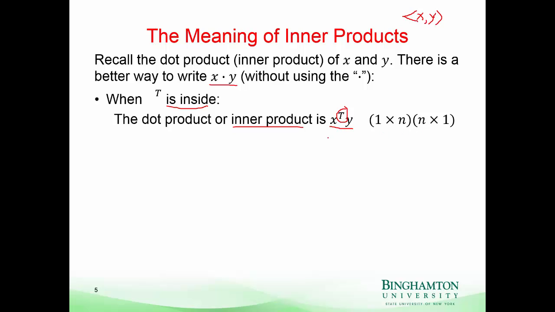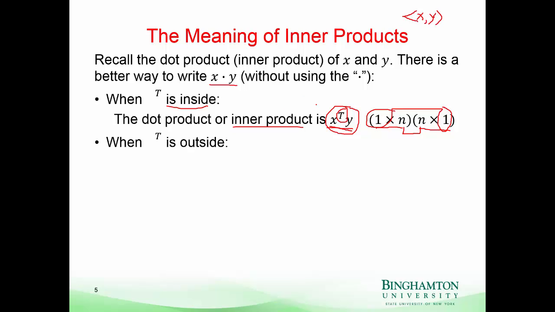So X and Y are both n-dimensional vectors, so X transpose is going to be 1 by n, whereas Y is n by 1. So the inside dimensions match, so we can do this multiplication, and the outside dimensions give us 1 by 1, so this thing ends up giving us a 1 by 1, or a scalar, which is exactly what a dot product or inner product gives us.